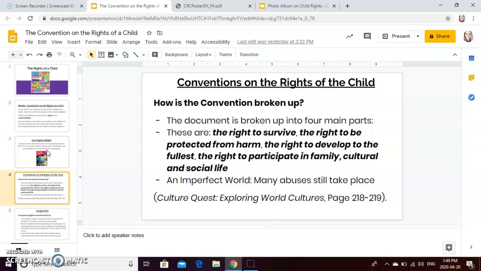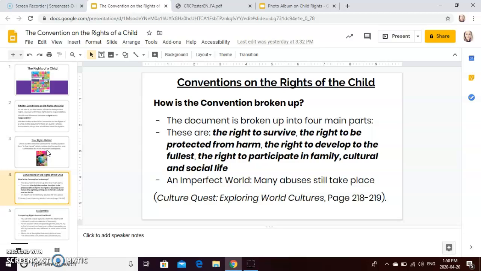The next one is the right to be protected from harm. So some of the articles that might fall under this are the right to live in a clean environment, to be protected from physical harm or abuse, or to be protected from long work hours or forced labor. So in last week's lesson, I talked a little bit about child labor and explained what that was. So that is what that would be referring to, that they want to make sure that children have the right to not have to work long hours or be forced to work if they don't want to.